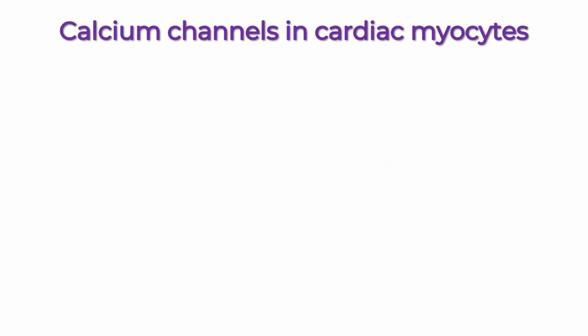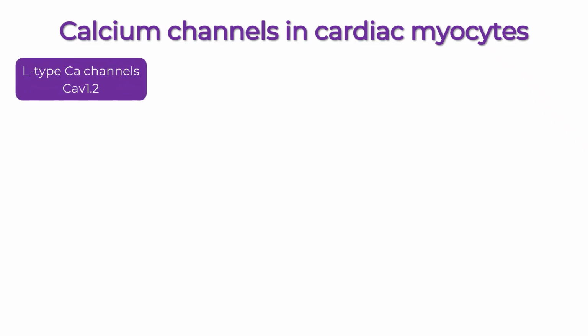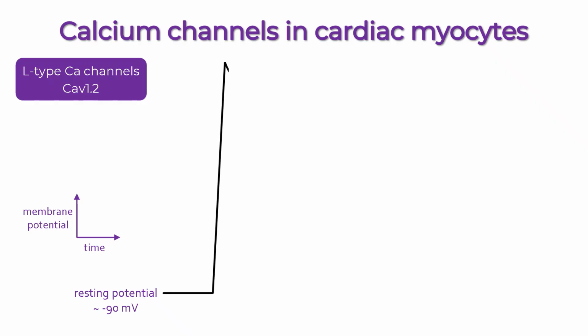Calcium channels play a critical role during action potentials in cardiac myocytes, or muscle cells. The primary channel involved is the L-type calcium channel, which contains the Cav1.2 alpha-1 subunit. At rest, the membrane potential of cardiac muscle sits around minus 90 millivolts. The action potential begins with a rapid depolarization, or upstroke, caused by fast activating voltage-gated sodium channels.